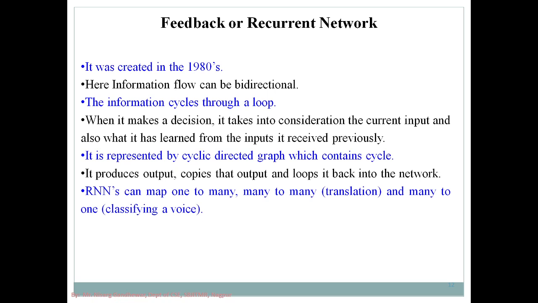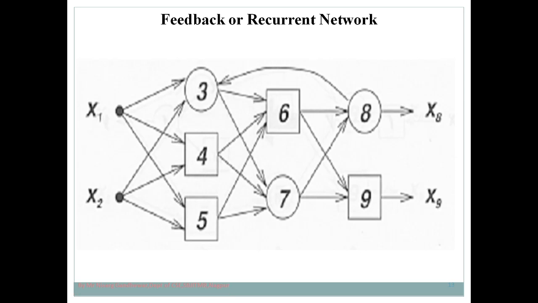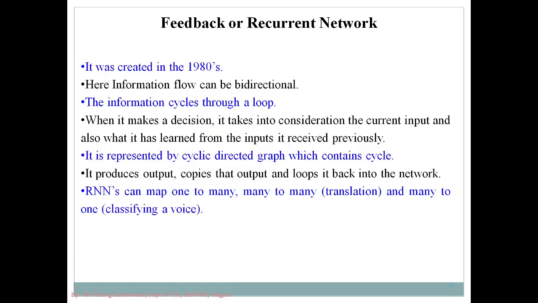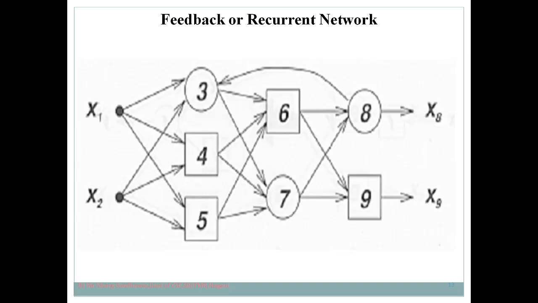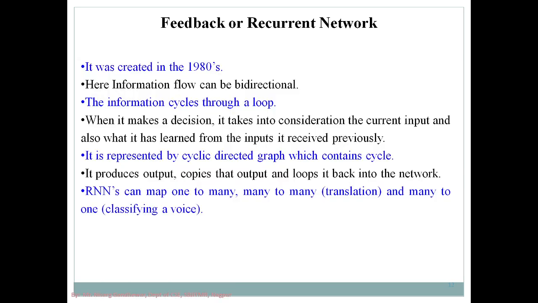Okay, and in this case a cycle will be there, information cycles through a loop formation. So the loop is very important. Suppose we want to have a feedback mechanism, then in that case the loop is important. So we can say that it is cyclic in nature. We can say that a feed forward network does not follow a cycle, but a recurrent network is a cyclic network because in this case there is a cycle. When it makes a decision, it takes into consideration the current input and also what it has learned from the input. This is the specialty of a recurrent network.